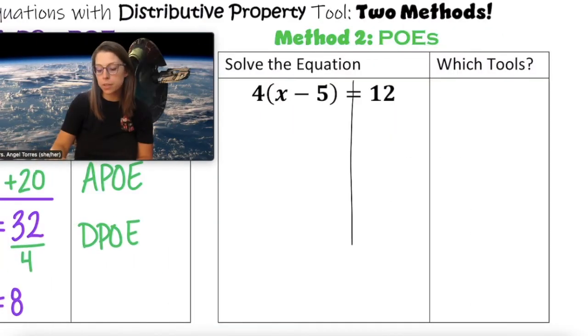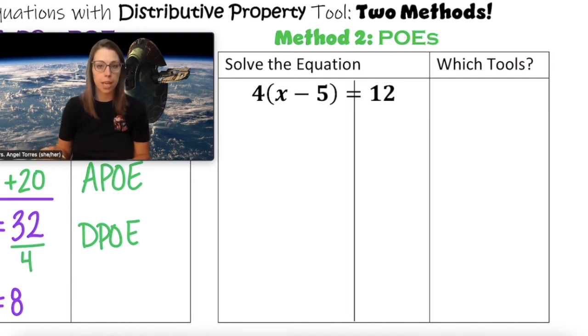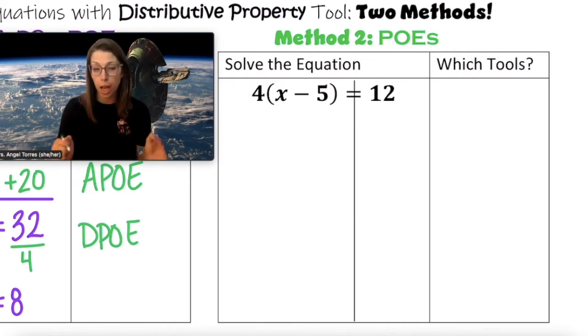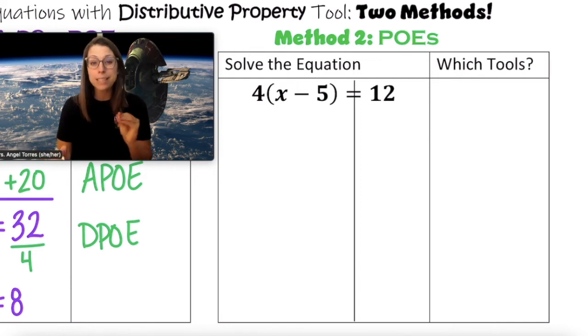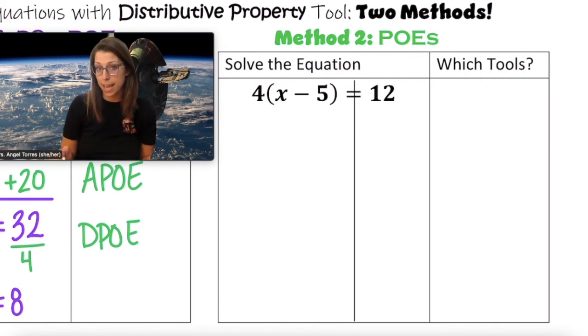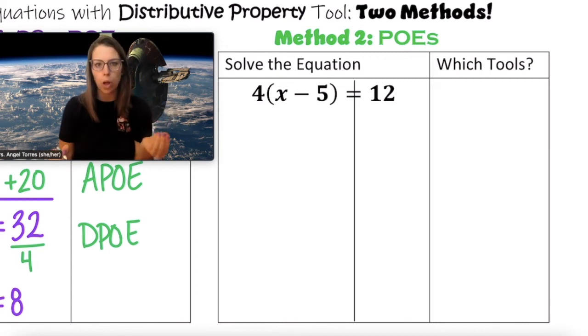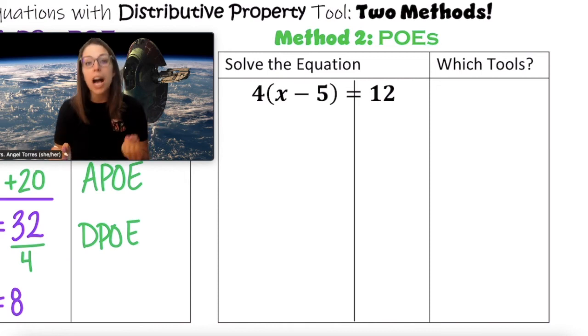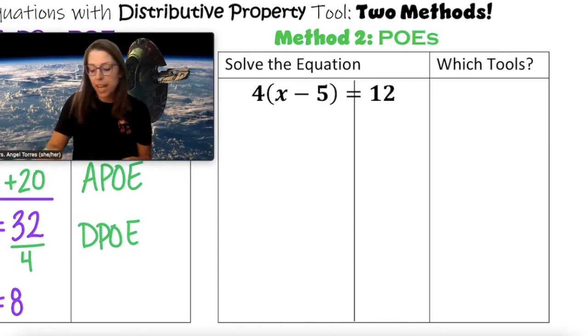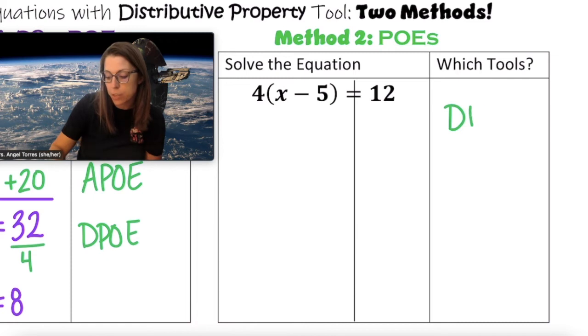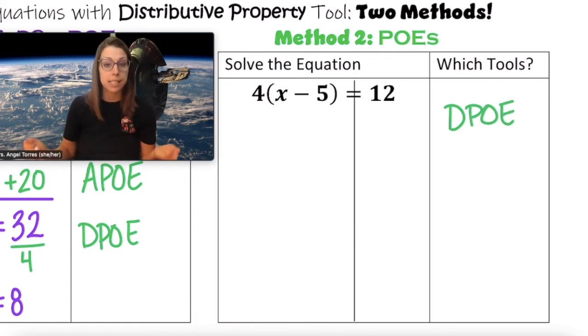Again, I'm going to start the same way by putting a line down the middle of my equal sign. Now this time, instead of starting with the distributive property, I'm going to start by looking at this as a complex or tougher 2-step equation. Since this is essentially 4 times the group of x minus 5, I can think to myself, which property of equality do I use to undo multiplication? And the answer to that is division property of equality, or DPO.